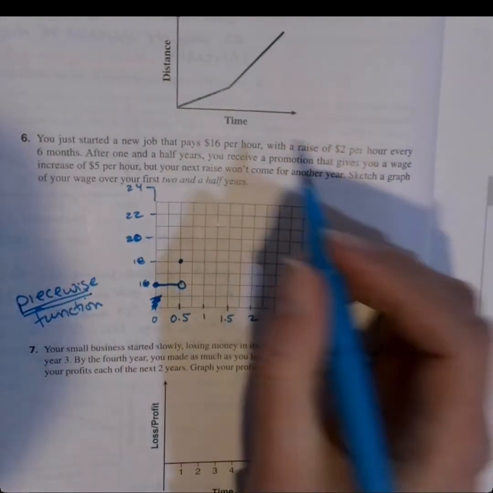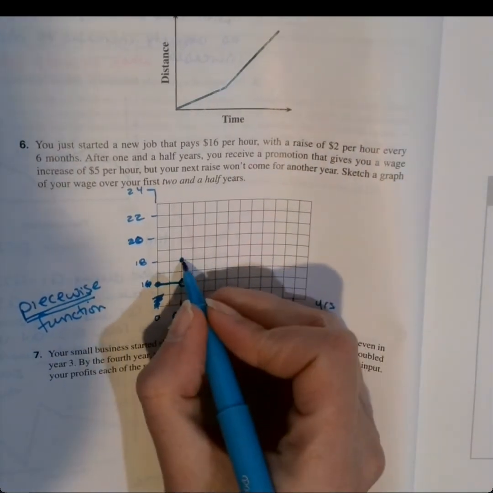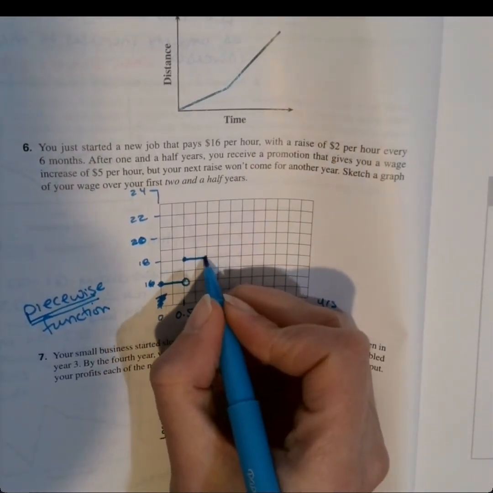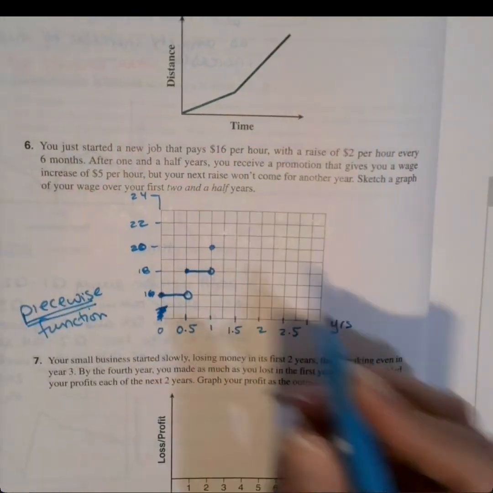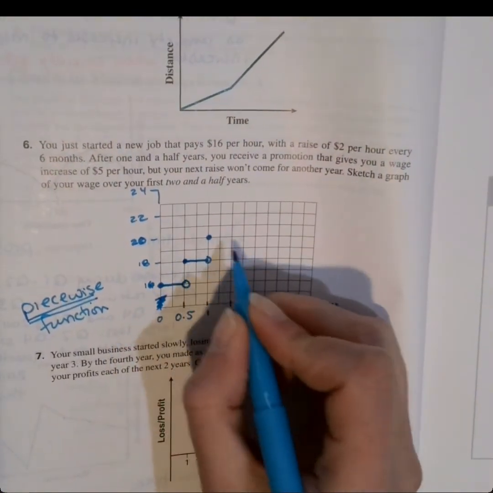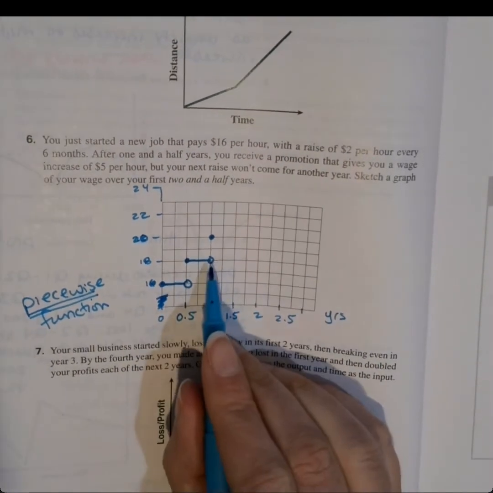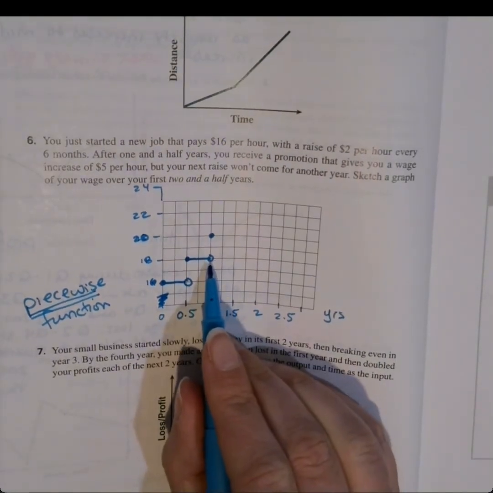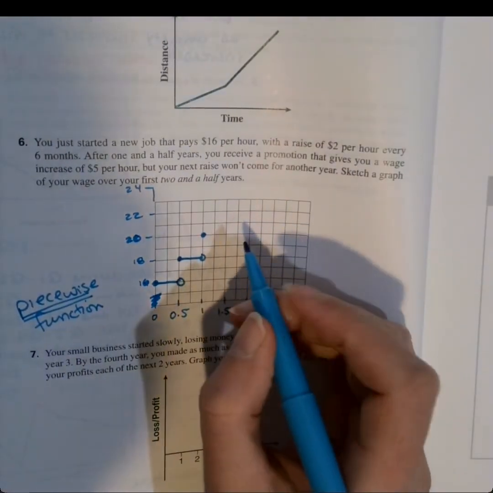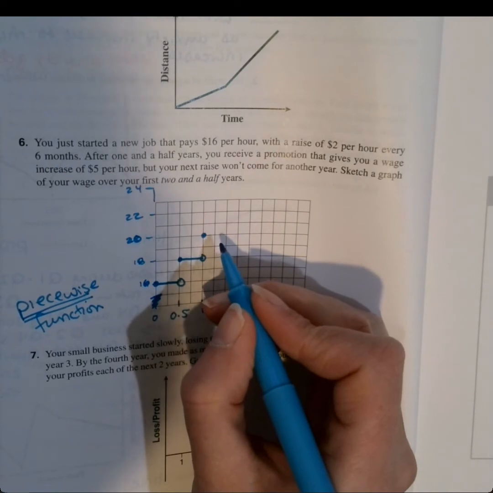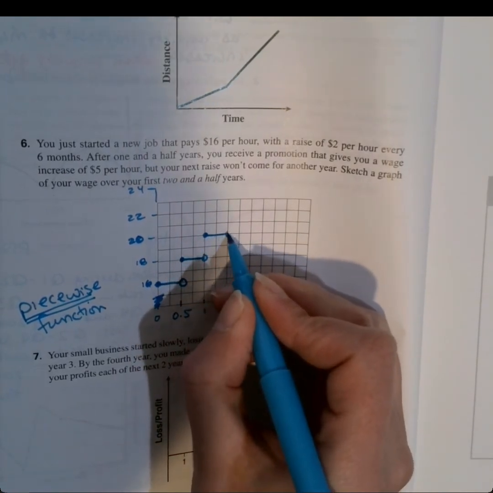Okay. So it's going to jump again 6 months later. So I'm going to stay at 18. 6 months later at 1 year, I'm going to get $2 more. I put a solid dot here because that's the dot that's included. The one that's open is not included. That's the point of transition or change. I no longer make $18. Now I make $20. All right. So every 6 months.